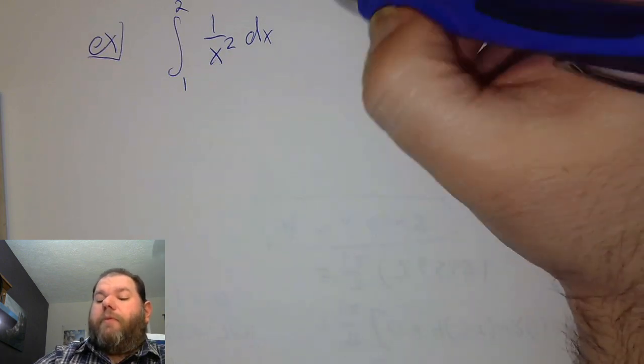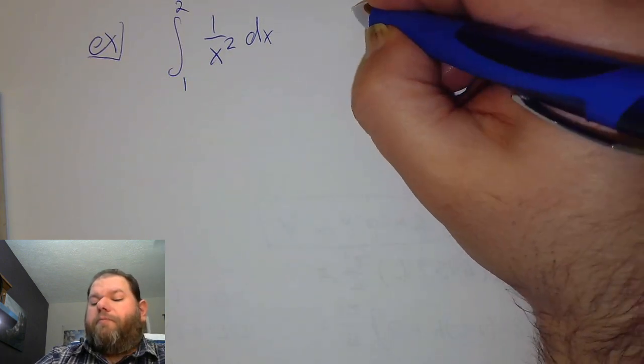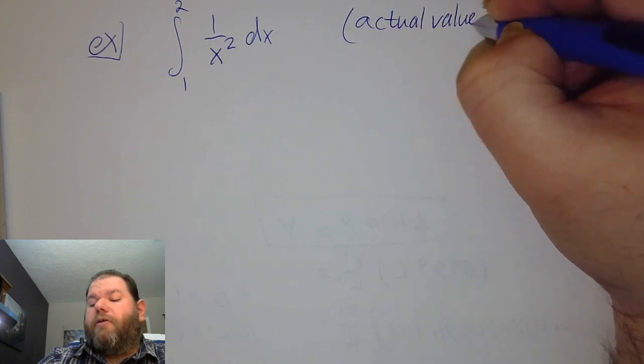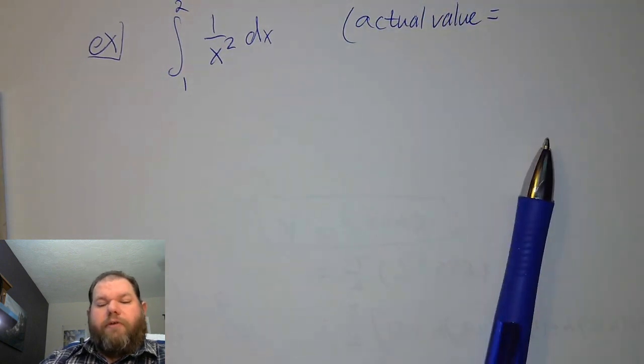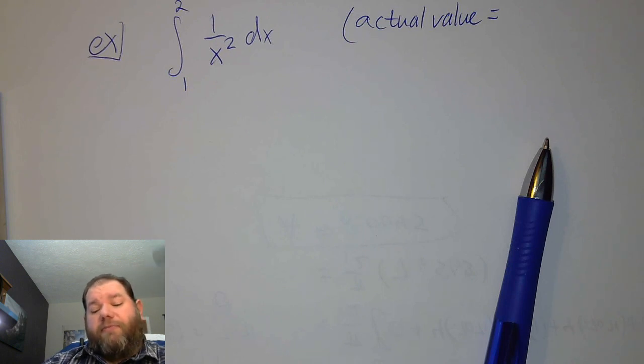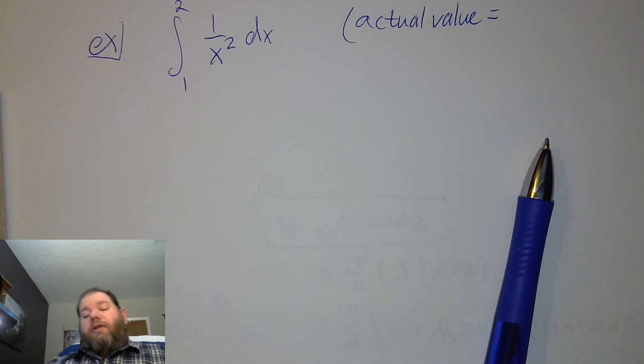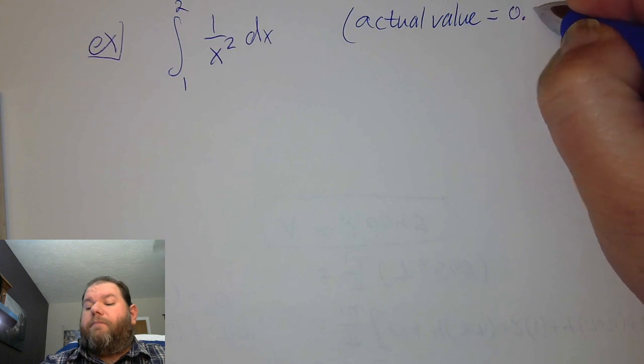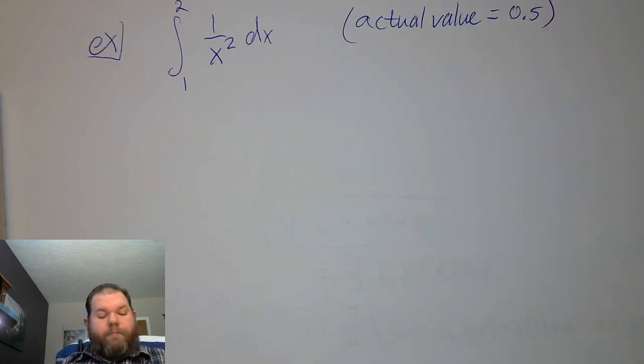Now, the actual value here, let me calculate that real quick. We know the integral of 1 over x squared is negative 1 over x. It's just a power rule integration. So it's not like we really need to use any kind of approximation methods for this integral. We're just trying to compare the two methods in this example. So it's negative 1 over x. If we plug in 2, it's negative 1/2 and then plus 1. So the actual value should be exactly 1/2. Okay. So we'll have that.